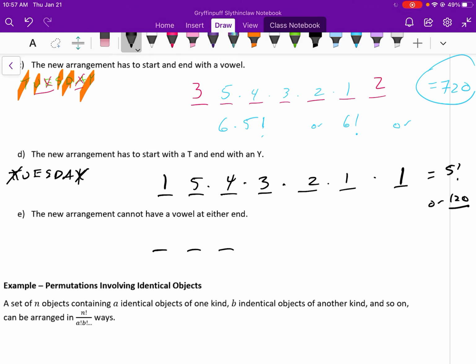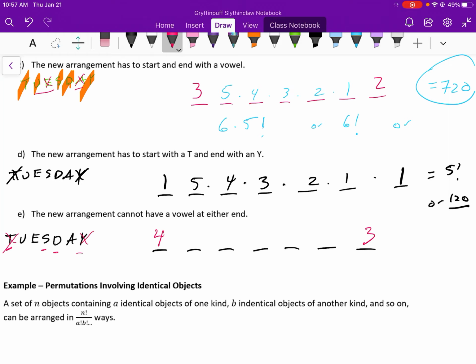Ooh, the new arrangement cannot have a vowel at either end. Now I've made the assumption that Y is not a vowel here. So a vowel cannot be at either end, so I am going to put non-vowels at the ends. This is a non-vowel, this is a non-vowel, that's a non-vowel, that's a non-vowel.